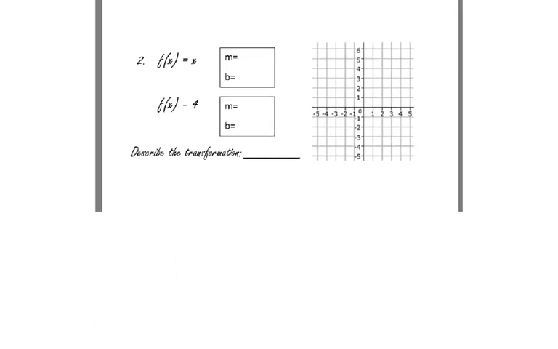Okay, same thing. F of x just means y equals. So y equals x is the function 1x plus 0. My slope is 1. My y-intercept is 0. We begin at 0. And we move up 1 over 1.